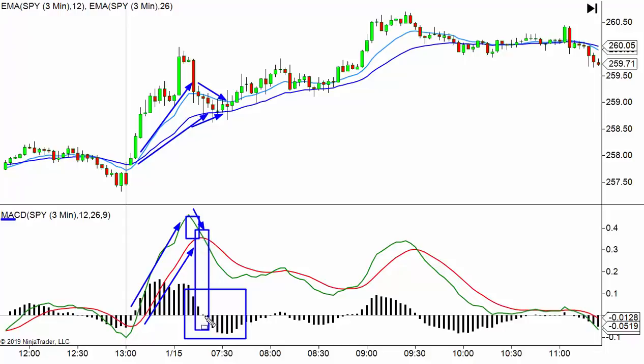So you see when they cross, the histogram goes to 0. When they cross, the histogram goes to 0. You have the same principle here, except it's not based on the moving averages. It's based on the MACD and the signal line.